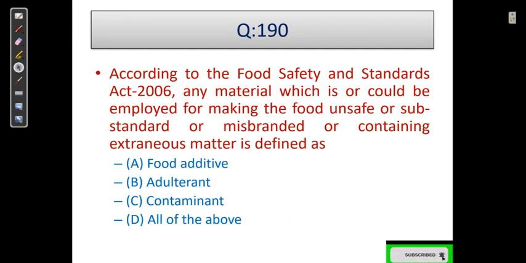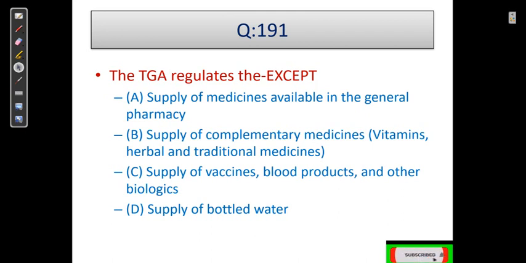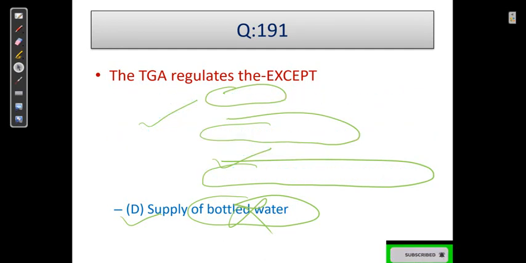According to the Food Safety and Standards Act 2006, any material which is or could be employed for making the food unsafe or substandard or misbranded or containing extraneous matter is defined as food additives, adulterant, contaminants, all of the above. So we can say adulterant is the correct answer. The TGA regulates all except supply of the medicine available in the general pharmacy, supply of complementary medicines, herbal and traditional medicine, supply of vaccines, blood products and other biologicals, or supply of bottled water. Bottled water is not controlled by the TGA; it is only related to drugs and vaccines.